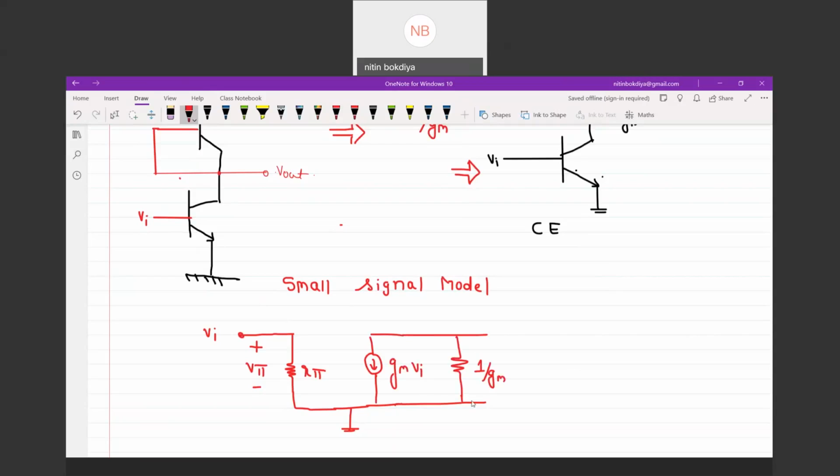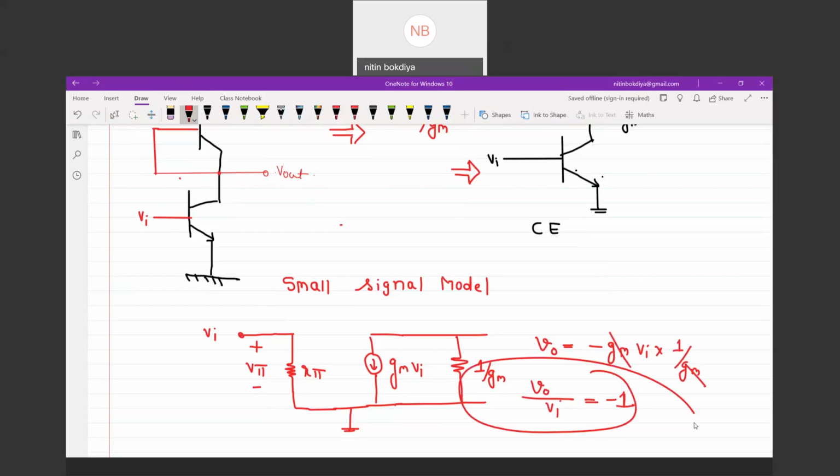So what is the output of this circuit? V out is equivalent to minus GM into VI into 1 by GM. So the V out by V in ratio is equivalent to -1. The voltage gain of this amplifier is -1. The output is 180 degrees out of phase with the input. So this is the answer for the given circuit.